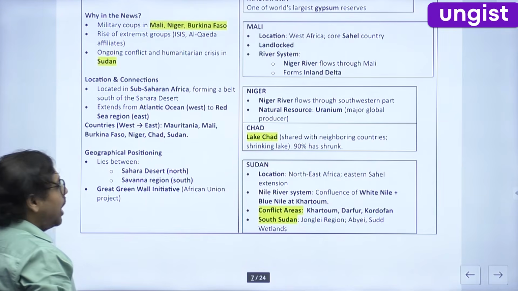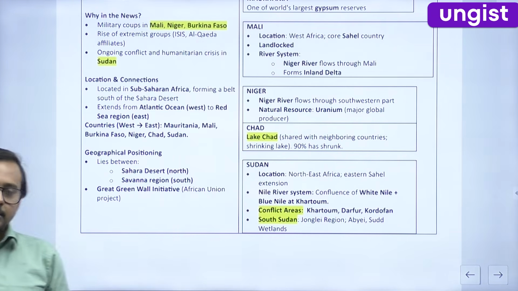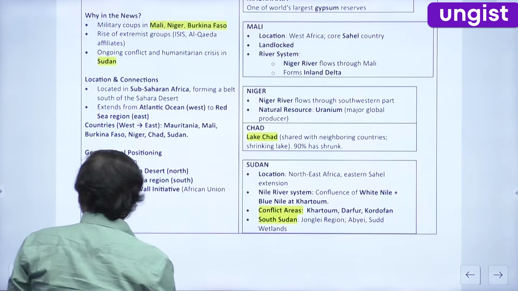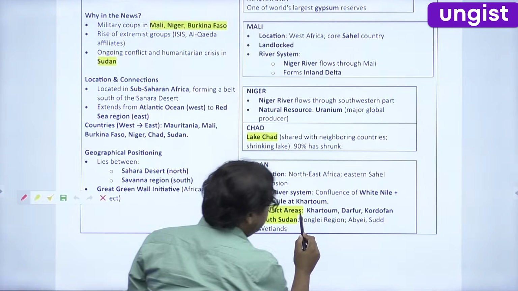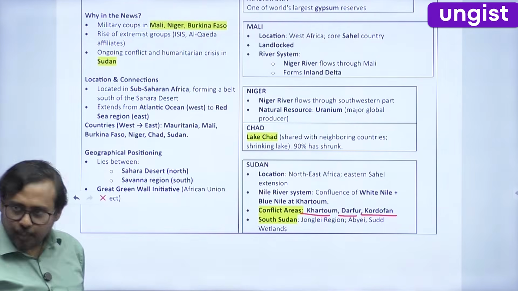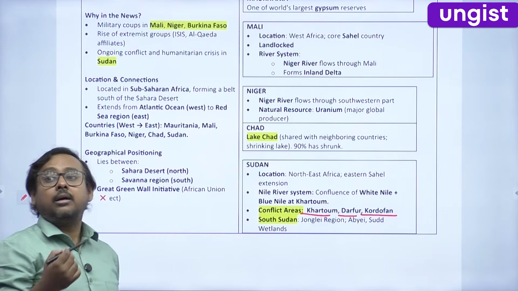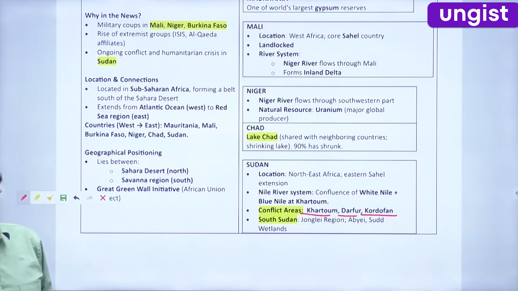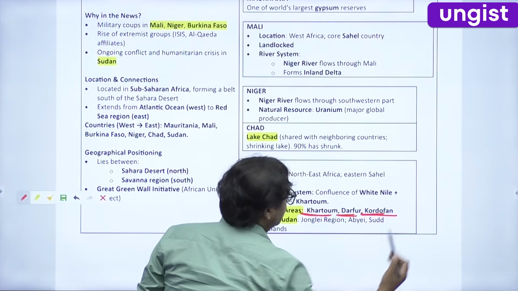Okay. Then last we come to Sudan, which is the most important region over here. Please remember these conflict areas: Khartoum, Darfur, and Kordofan, right? UPSC might ask a question because Sudan is becoming a country with one of the huge crises, like a migration crisis. So these are important: Khartoum, Darfur, and Kordofan.